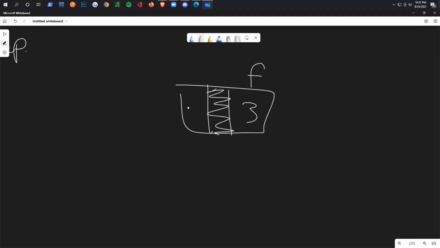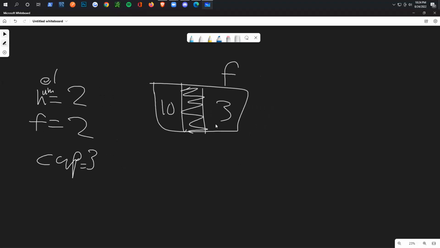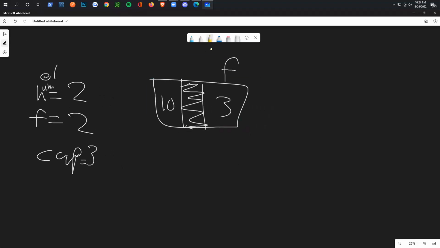Right? And then you have 10 right here. So of course, number of elements is 2. Our front is index 2, cap is 3, and yeah, this is our array. So let's just do some math and see what happens. If we take the front, we're gonna do 2 plus the number of elements, 2, then we're gonna be at 4.